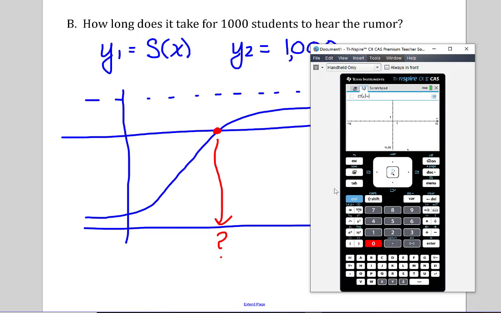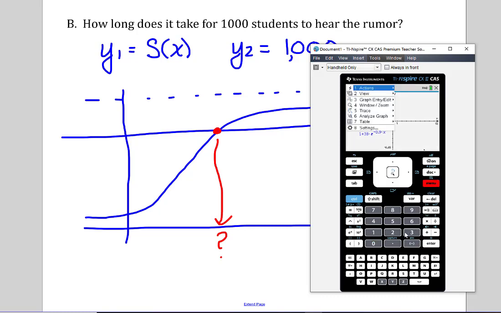So looking at our calculator again, we're going to put that first function, which is 1,500 in the numerator. Uh-oh, that didn't go so well. 1,500 in the numerator. Well, that's still not going very well. 1500. And then 1, nope, it won't let me do that. 1 plus 38 e to the negative 0.9 x power. So we got that function. And then y2 is going to be 1,000.